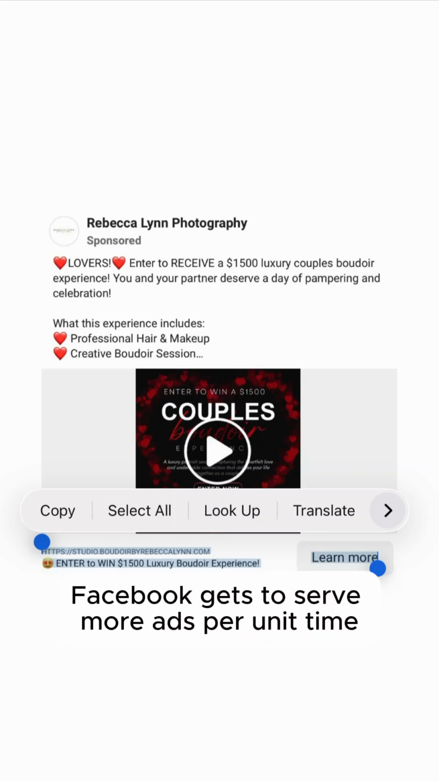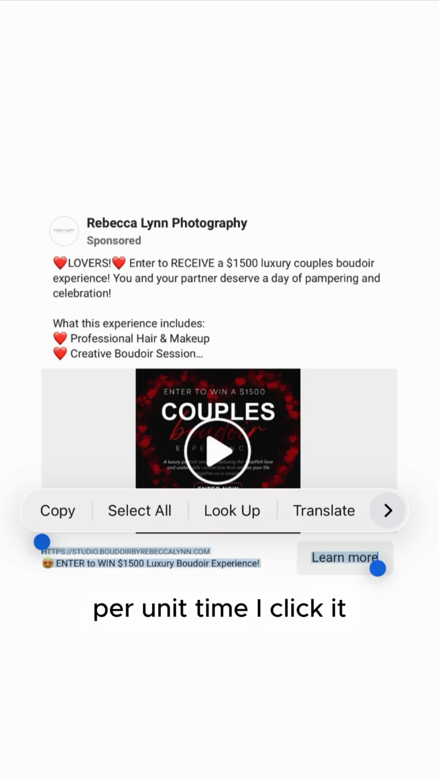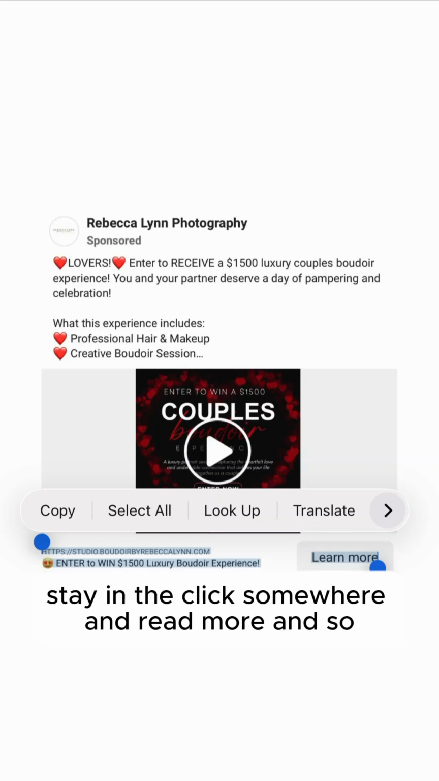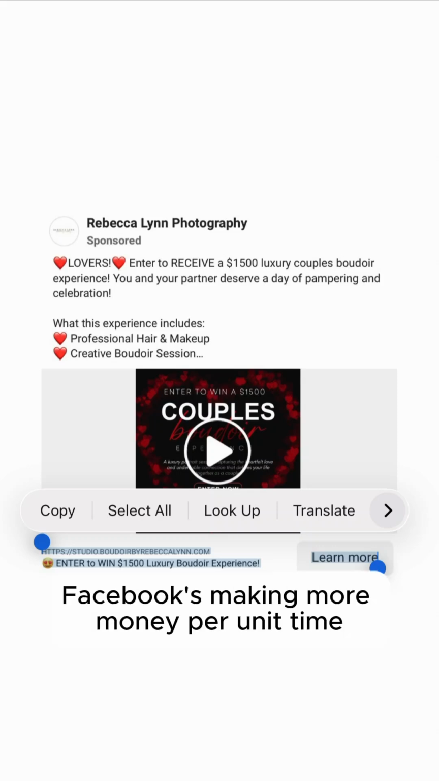And on the flip side, Facebook gets to serve more ads per unit time because more women are scrolling by our ads per unit time, not staying to click somewhere and read more. And so we actually, Facebook's making more money per unit time. We're losing more money per unit time.